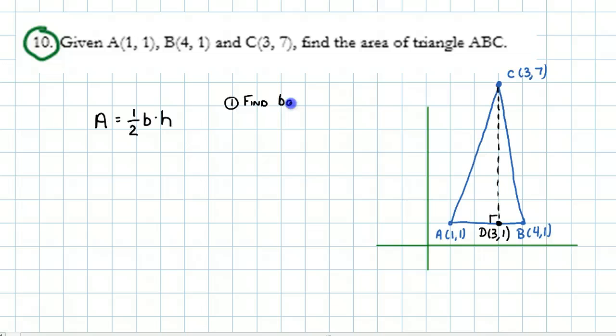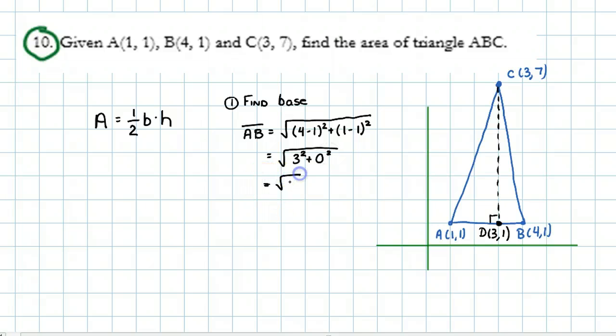So let's find the base. The base is going to be the distance of AB. Now, of course, you can read this right off the graph. However, I'm going to actually do the math just to remind us of the distance formula. So the square root of (4 minus 1) squared plus (1 minus 1) squared, which is equal to the square root of 3 squared plus 0 squared, which is equal to the square root of 9, which is 3.